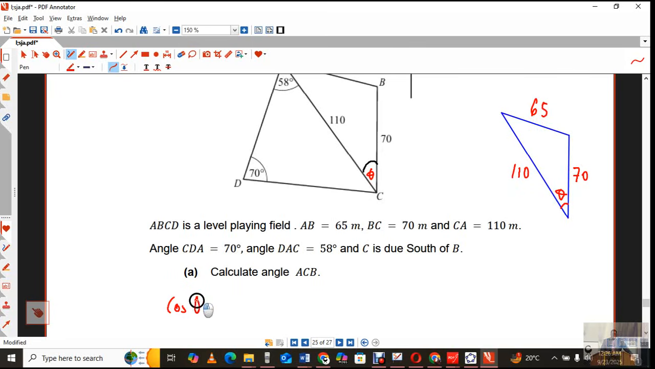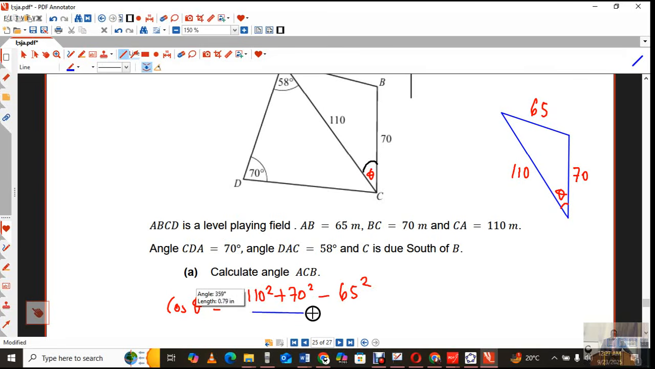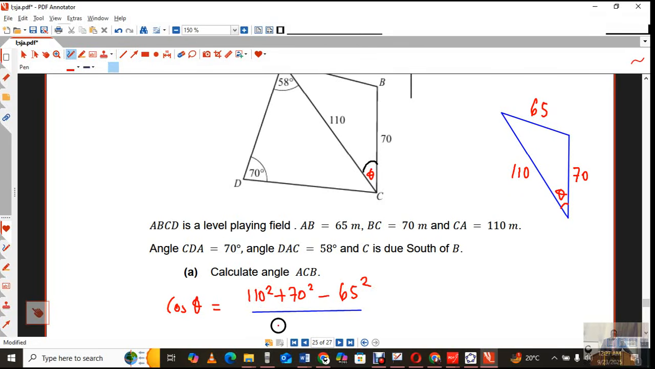So cos of theta equals, now it's going to be 110 squared plus 70 squared minus, so the flanking of those ones, minus the one opposite, minus 65 squared. And all of this is going to be over 2 times that 110 and times that 70. Okay, so if you were to do this, you will get 73 over 88, I believe. Then we can find our answer.